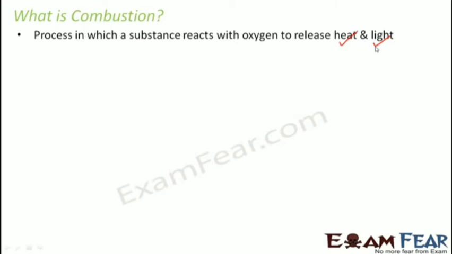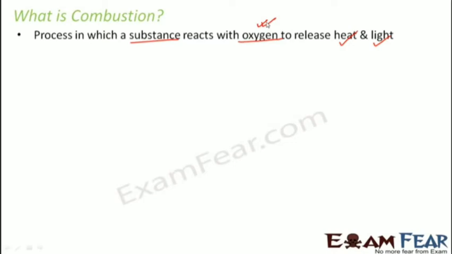So you can think of combustion as the process of burning. But how do we define this process scientifically? Because so much heat and light is being produced, what exactly is happening inside? Basically, all that is happening is the substance is reacting with oxygen. This is very crucial. Combustion can take place only when oxygen is present in the surroundings. If there is no oxygen, there will be no combustion, there will be no burning. So this is basically combustion.